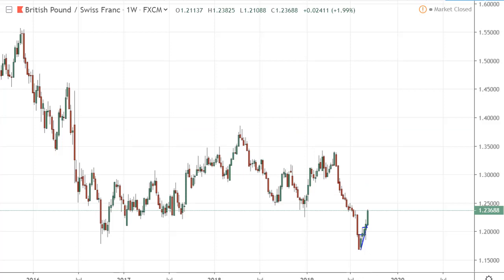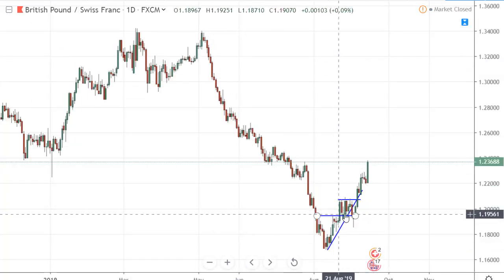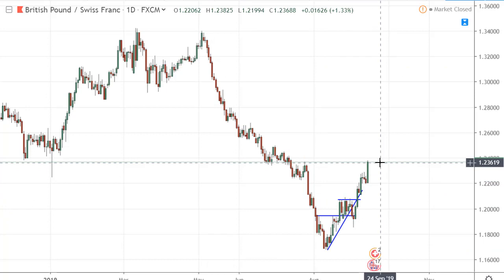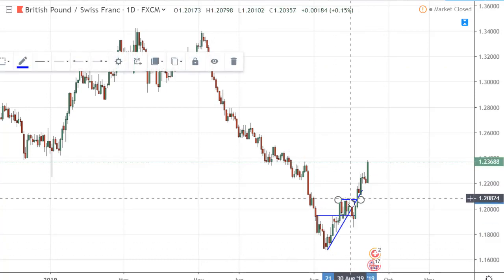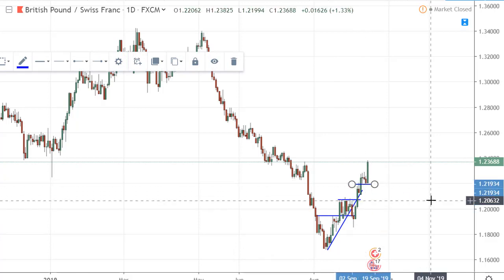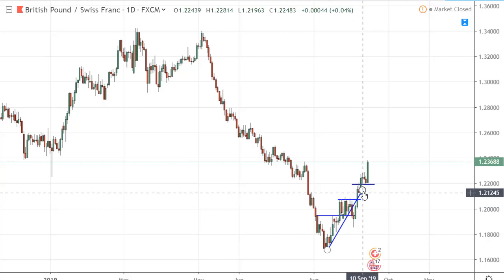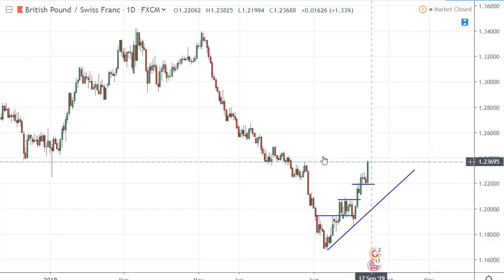Euro Swiss, Great Britain Swiss, oftentimes look quite similar. The Euro Swiss is going to the upside, and after weeks of downside, we are also seeing that we are actually making new highs on the British pound, Swiss franc. So the staircase is moving. So let's wait for a nice pullback to get in.